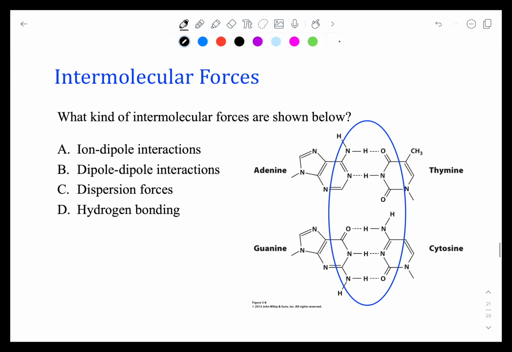Okay. What kind of intermolecular forces are shown here? I'm looking at what are the building blocks of DNA. What are the intermolecular forces that are going to be present in these molecules, and specifically in this circled area? We're looking here and here, there, there, and there. What types of interactions or intermolecular forces are present there?